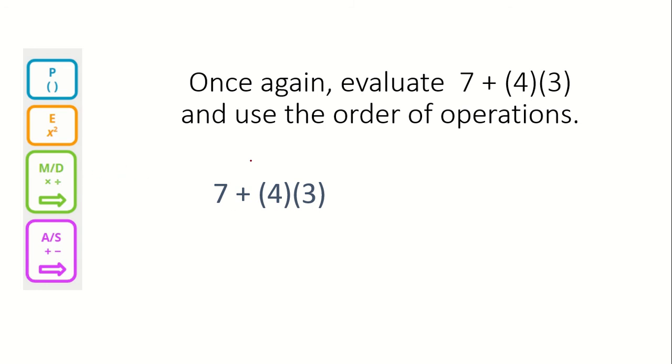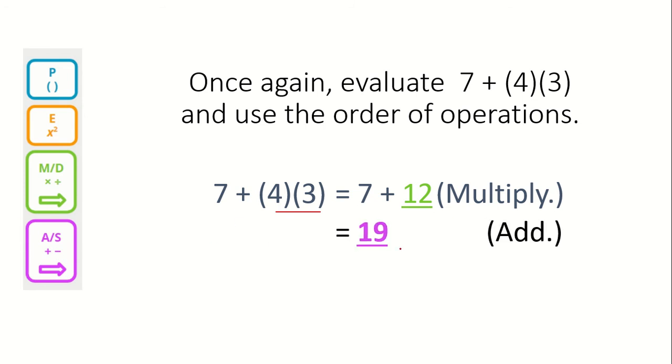So, you begin by multiplying 4 times 3 first, which gives you 12. And then, you do the last step of our PEMDAS by adding 7 and 12, in which it gives you 19. So, the answer is 19.